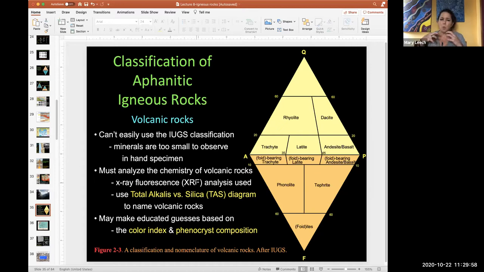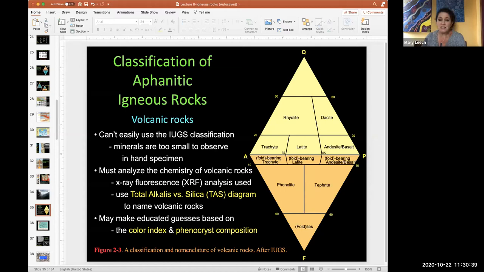What you do is you take the rock and you crush it up, you create a powder essentially of the rock, a very fine powder that you mix very well. And then you can analyze it in an XRF. You put it essentially into an oven, like a furnace, that you heat up and you start to burn off all of the elements essentially. And then you can measure them once they're in a gas form. Once we have that analysis, we can use what's called the total alkali versus silica diagram. I'm going to show you in the next slide. So that's the diagram we use to actually name the volcanic rocks.